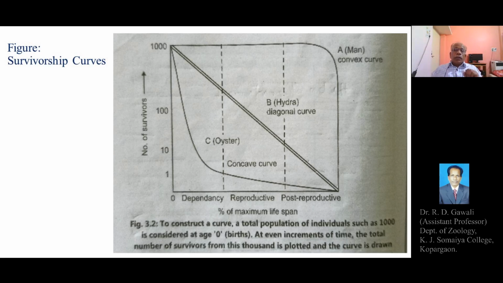Now see, the total number of survivors from this 1,000 is plotted and the curve is drawn. The curves are drawn with the consideration of three kinds of situations, representing three types of mortality rate, and the curves obtained are for the individuals that survive.